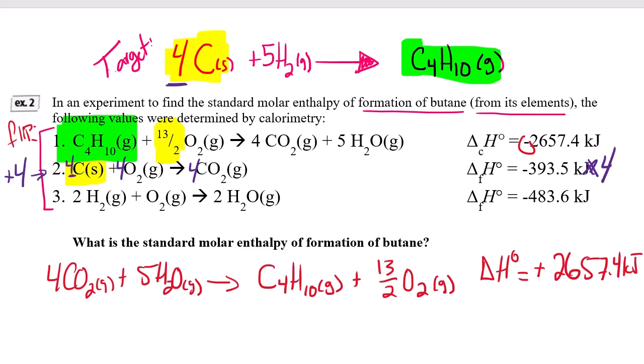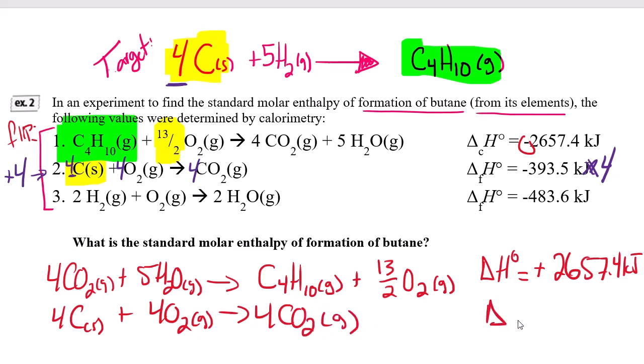I've got 4 carbons plus 4 oxygens gives me 4 CO2s. The enthalpy here, I need to multiply by 4, but I don't need to flip the sign. And it gives me negative 1574 kilojoules.